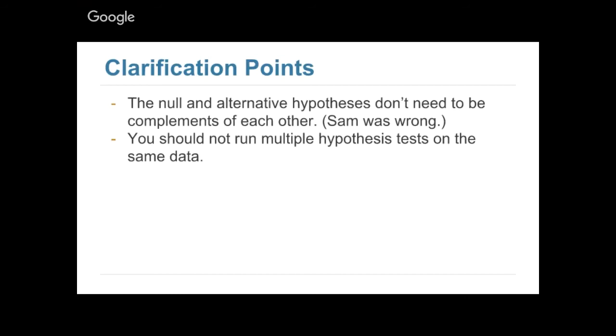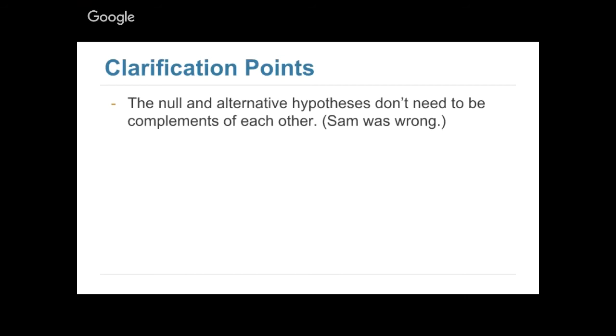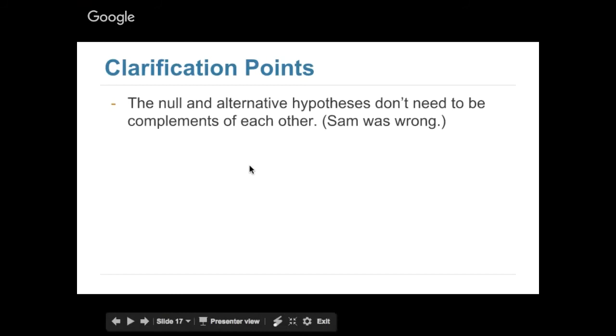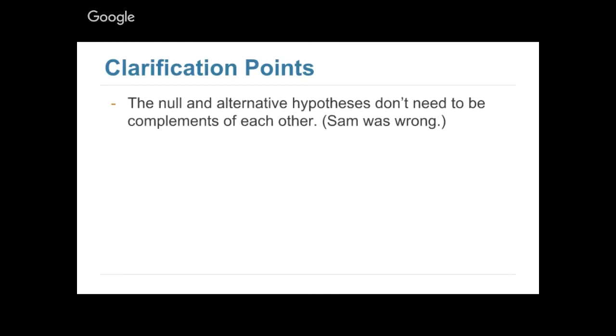Yeah, Kevin? Yeah, so it doesn't have to be complements. For example, I can ask the question, the null is my coin is fair, so half chance to get heads. My alternative could be the chance of me getting heads is 0.7 instead of 0.5. So that means that my null hypothesis is my coin is fair. My alternative is my coin has a 0.7 chance of getting heads instead of 0.5. I can test that using a hypothesis test.